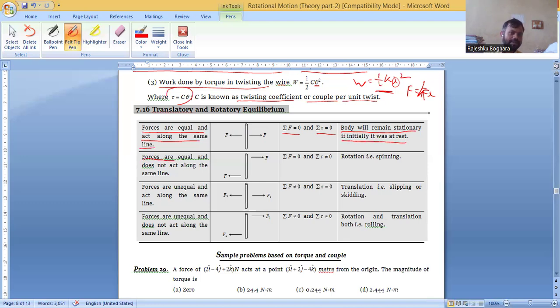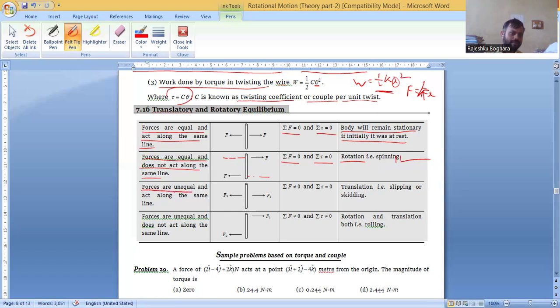Second, forces are equal and do not act along the same line. This force's line is this, and this force's line is this. So the resultant force is zero, meaning translational equilibrium, but the perpendicular distance between the two forces is not zero. It means summation of torque is not zero. It means rotational motion, it's spinning.